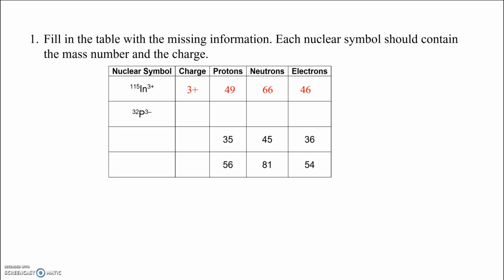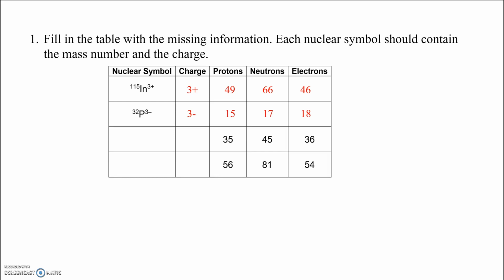My neutron count comes from the difference between the mass, 115, and the proton count, 49. And the difference between those two numbers is 66. On the second line, I can do the same thought process for phosphorus-32 with a 3- charge, and I get these numbers. The third line, we kind of go the opposite direction.